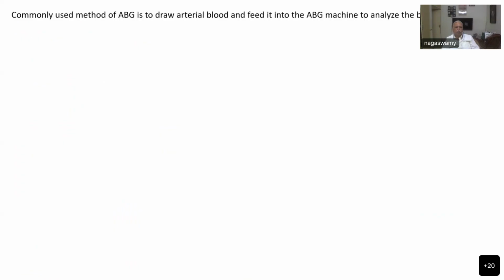The commonly used method is to draw arterial blood and feed it into the ABG machine to analyze. That was the method we have been adopting all these days and is still continued in many centers. In patients undergoing cardiopulmonary bypass, two methods of analysis are done: one is alpha stat and the other is pH stat. I think we discussed this when we discussed cardiopulmonary bypass.